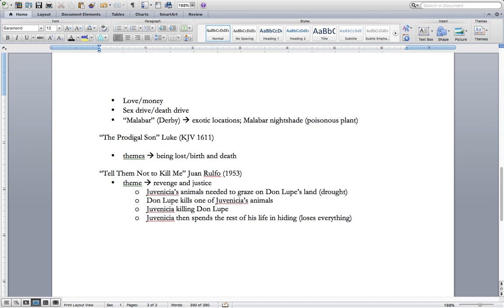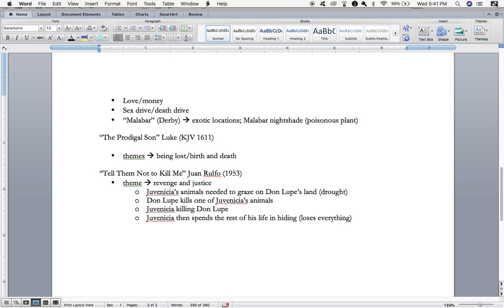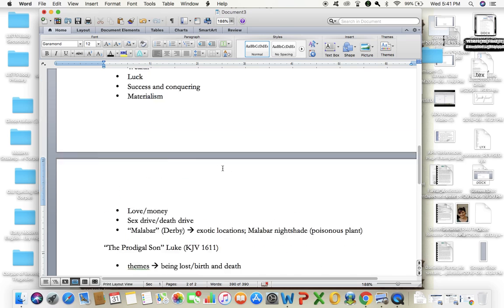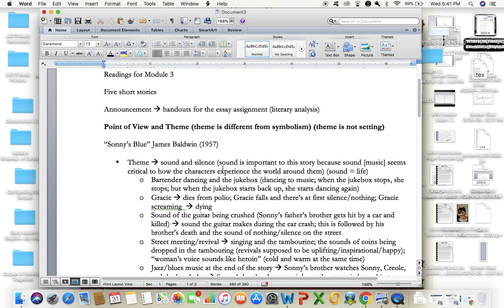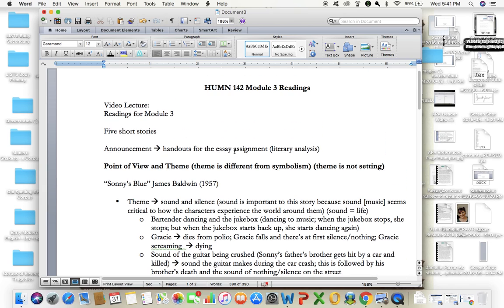So those are all the stories for this week, the five stories. So I hope that this helped a little with talking about theme, as I said I was going to. But also make sure that you look at those handouts that I posted on Canvas to help with the actual writing of the essay and the literary analysis.